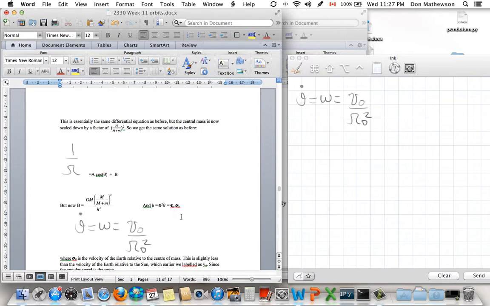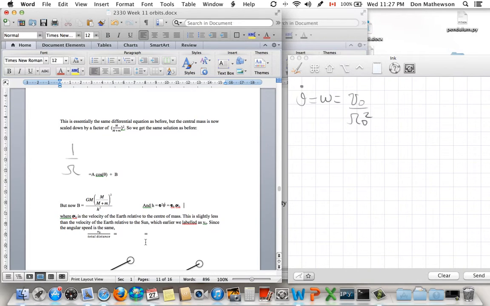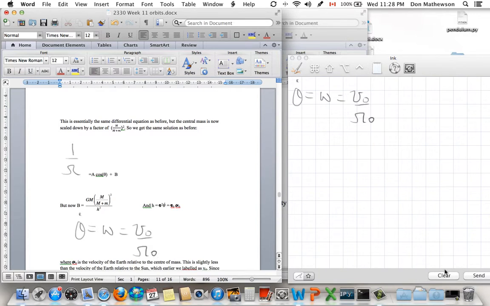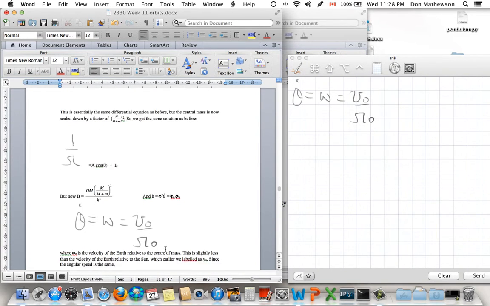And so that's how you would express it in this form here. Oh, but hang on, that's totally wrong. Sorry, delete, because I'm getting ahead of myself here. Theta dot is omega, it's v naught over script r naught. That's what I'm trying to say. Then if you square it and simplify, you'll get this expression here.